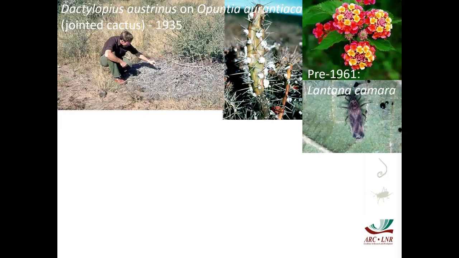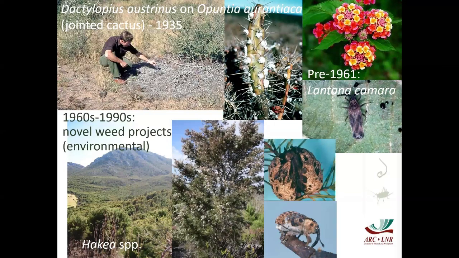And yeah, work on Lantana camara. There's a lot of hybrids of this plant, so it has been a challenge. However, there are some very good biological control agents on that species. In the 1960s to 1990s, new weed projects were worked on that weren't worked on in other parts of the world, and Hakea was one of these. It was also very successful.